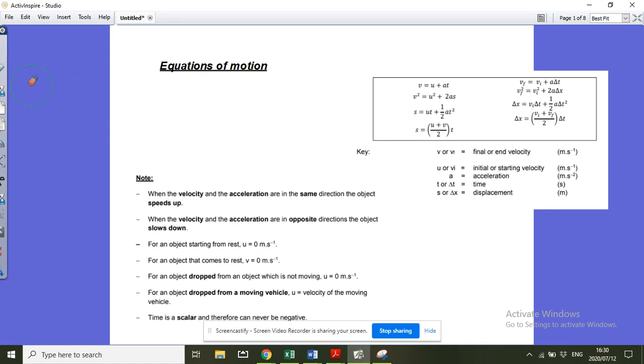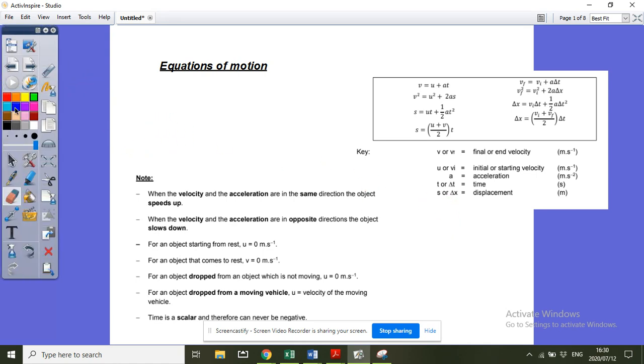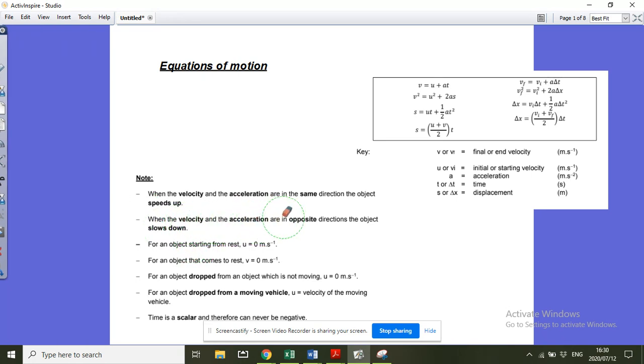Now, there are certain words that you have to look out for when you're reading these questions, and they are in your notes on page 221. If you look at these, they say when the velocity and the acceleration are in the same direction, the object speeds up. That should make sense to you, because if I'm walking east and a force pushes me in the easterly direction, remember a net force causes acceleration, it means I'm going to speed up.